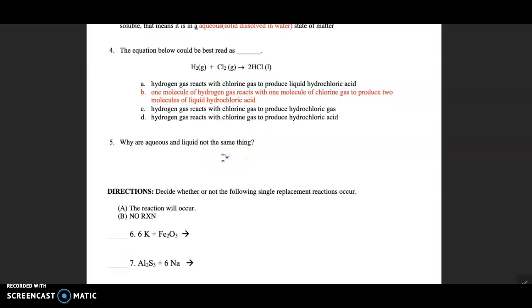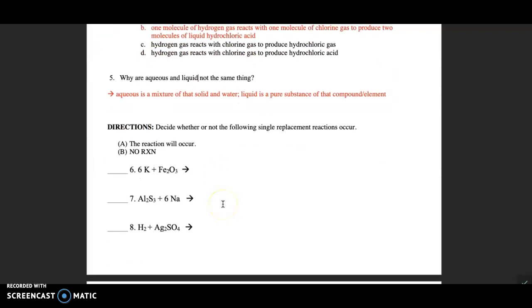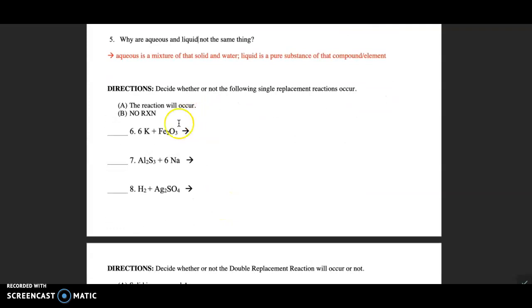Why are aqueous and liquid not the same thing? Aqueous is a mixture of that solid and water, and liquid is you can think of it as a pure substance of that compound or element. And they're not the same thing because aqueous is a mixture, it's dissolved in water. Liquid is something else.